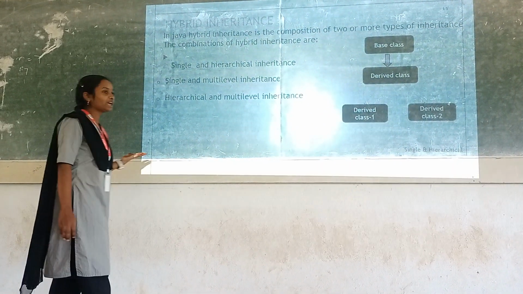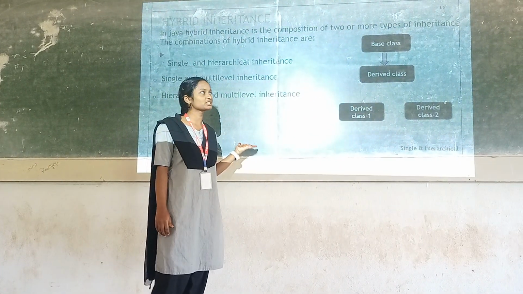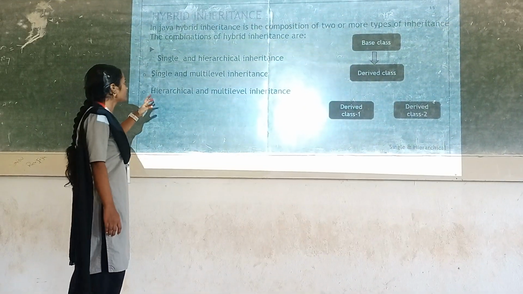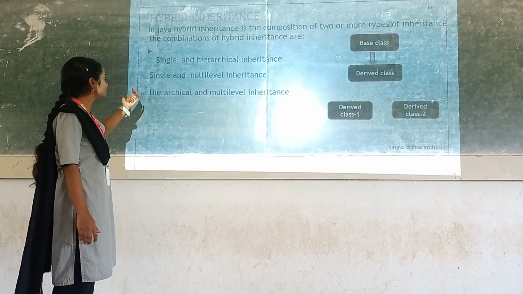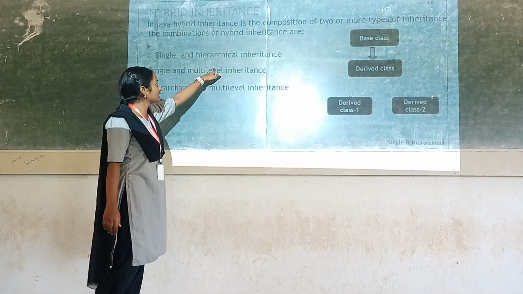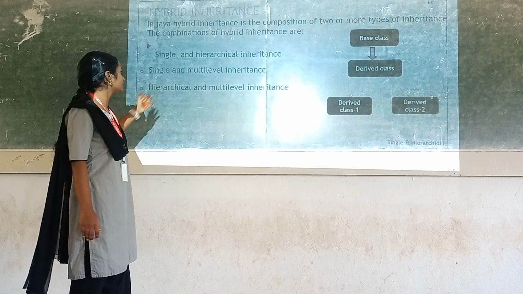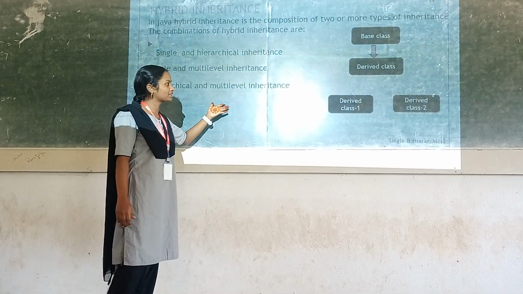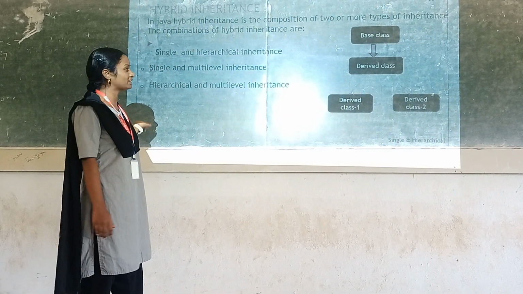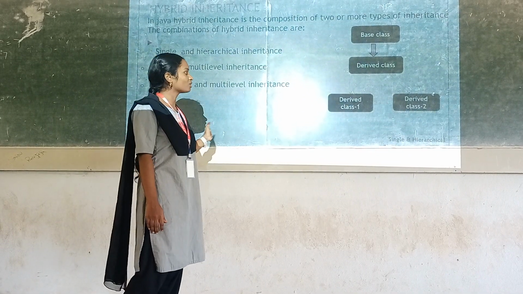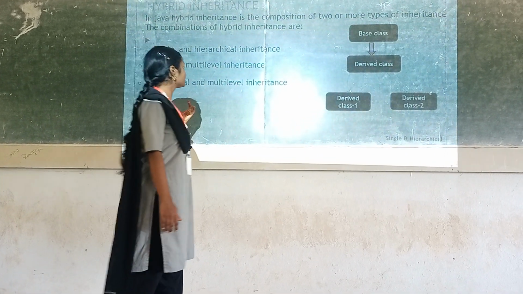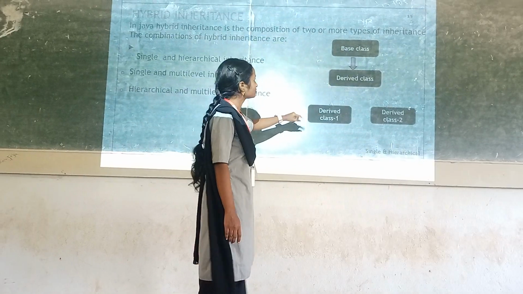Hybrid inheritance. Hybrid inheritance is nothing but a composition of two or more inheritance types. We can see here some combinations for hybrid inheritance: single and hierarchical inheritance, single and multi-level inheritance, hierarchical and multi-level inheritance. There are also combinations with multiple inheritance, but it is not supported through classes, so I didn't include those.